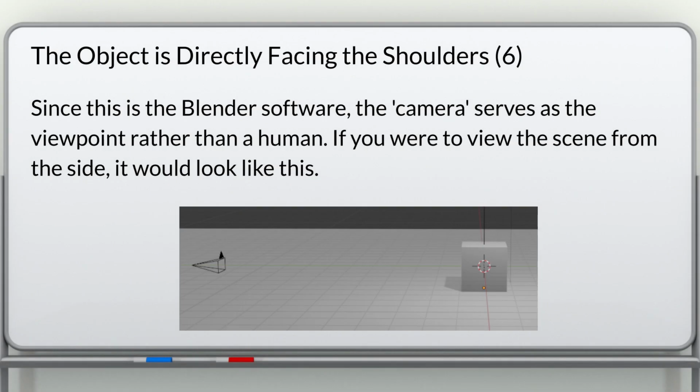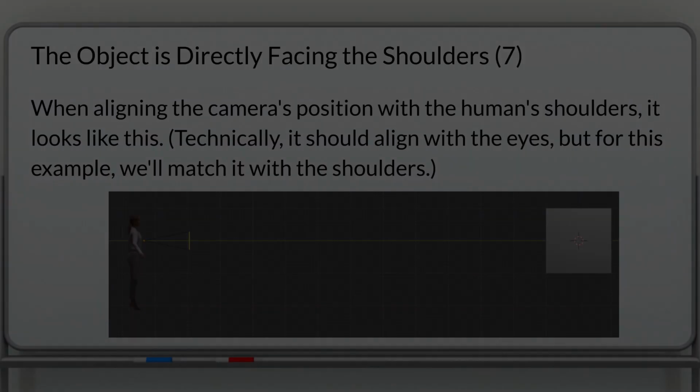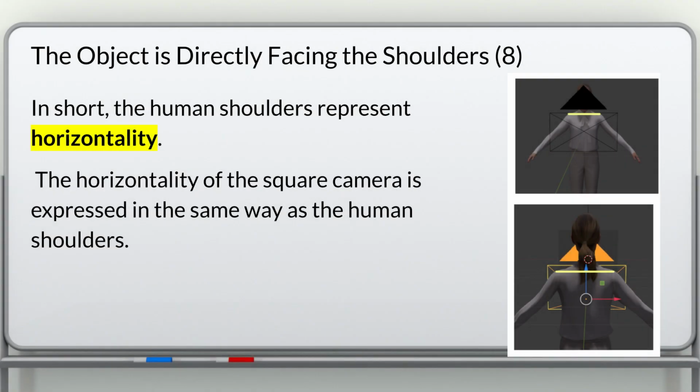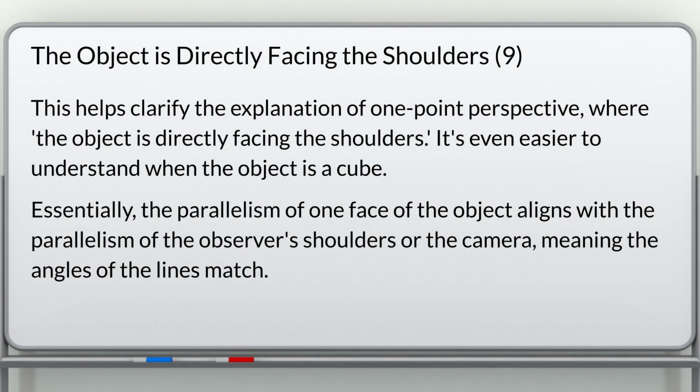Since this is the Blender software, the camera serves as the viewpoint rather than a human. If you were to view the scene from the side, it would look like this. When aligning the camera's position with the human's shoulders, it looks like this. In short, the human shoulders represent horizontality. The horizontality of the square camera is expressed in the same way as the human shoulders. This helps clarify the explanation of one-point perspective, where the object is directly facing the shoulders.